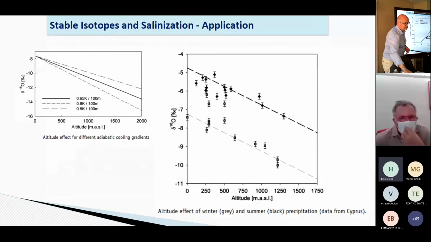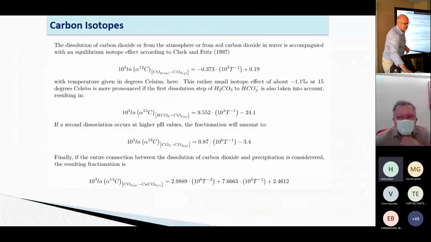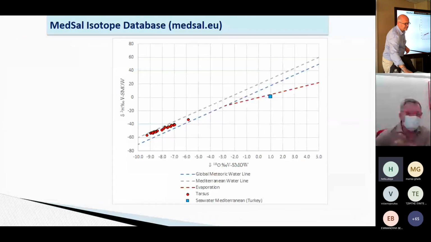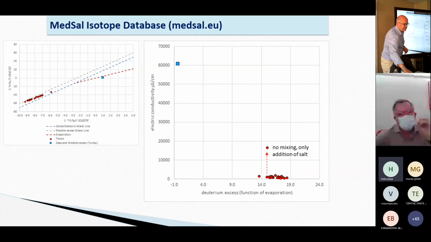So I'm just checking for the Mersin example. Sorry for that. So this is the example from Mersin that we have. This is Turkey. Here we have actually applied this combination. We put together the isotope signal. I will show you the isotopes first.